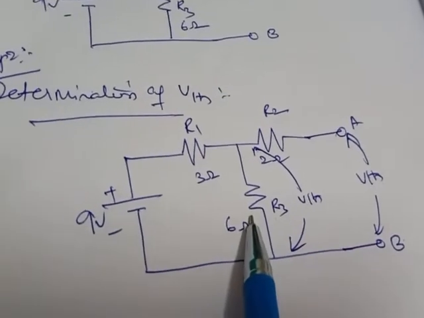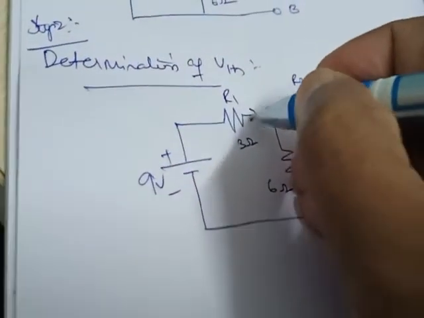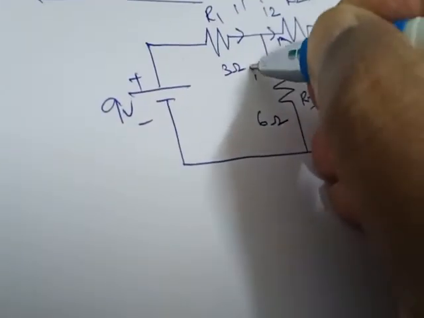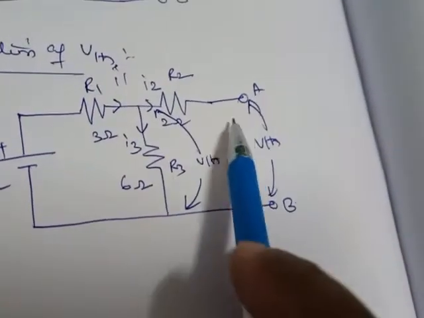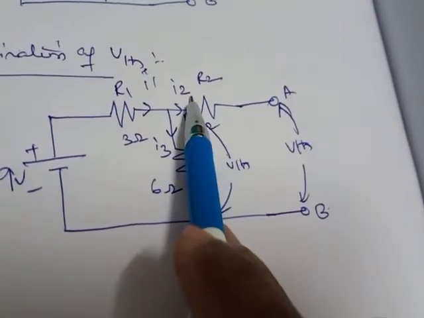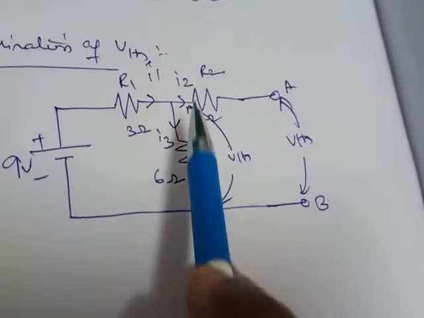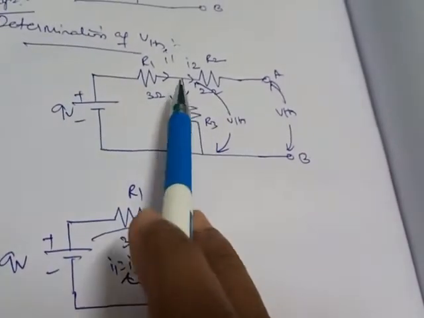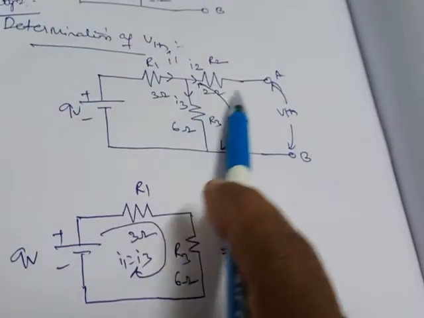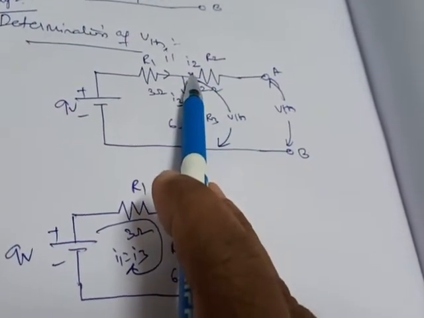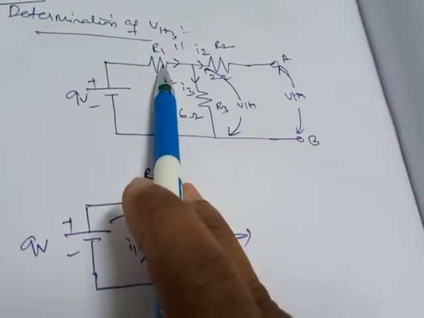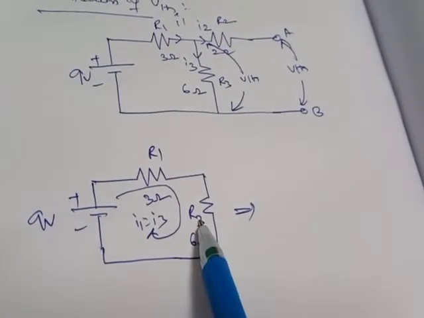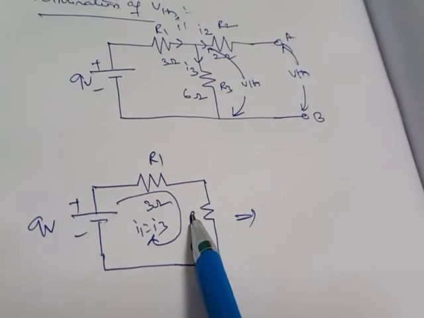So let us first indicate the currents. Current flowing in this branch as I1, current flowing in this branch as I2, current flowing in this branch as I3. Since A and B is open circuit, the current I2 equals 0. Then how can the resultant circuit be drawn? This is the resultant circuit. Since I2 equals 0, there will be no current flowing in this path. So what is the remaining circuit? That is R1 and R3. How are these two resistors connected? Both the resistors are connected in series.